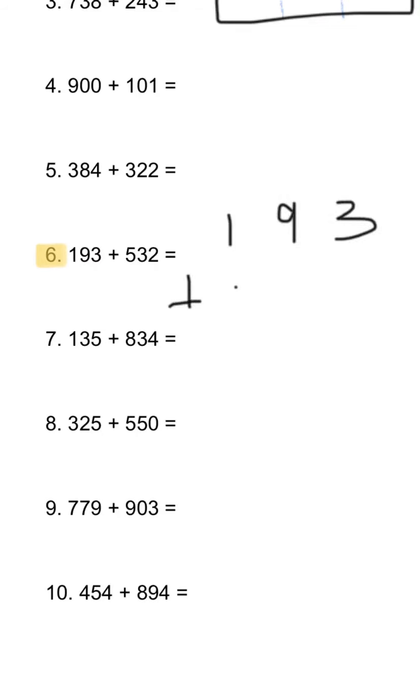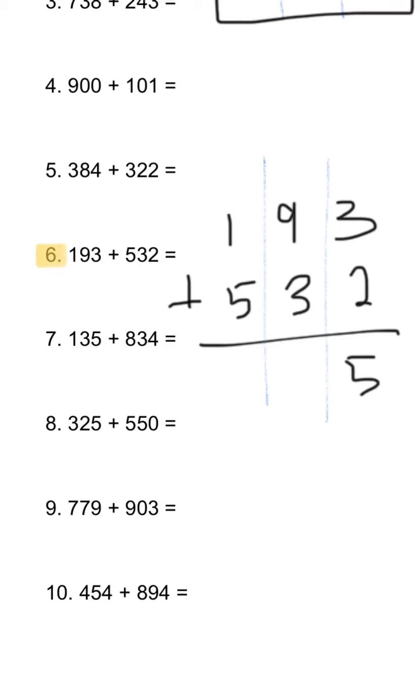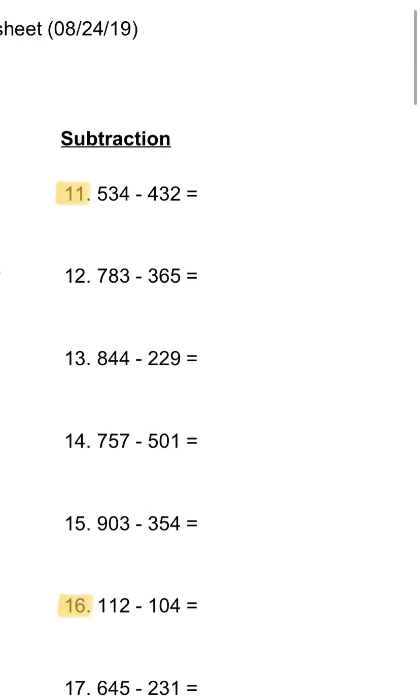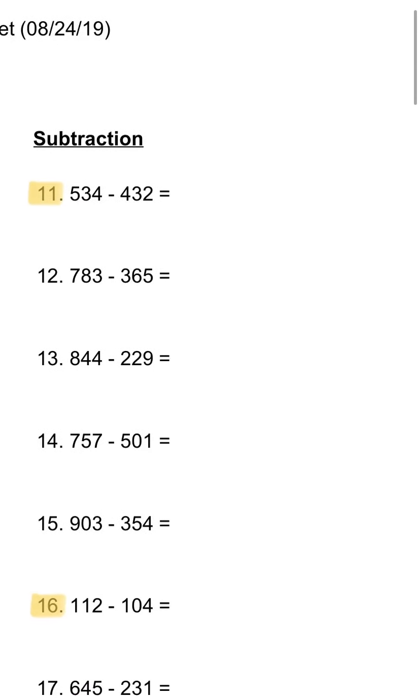Number 6, 193 plus 532. 3 plus 2 equals 5, 9 plus 3 equals 12, and then 1 plus 1 plus 5 equals 7. So our answer is 725. Easy. So now let's move on to subtraction.